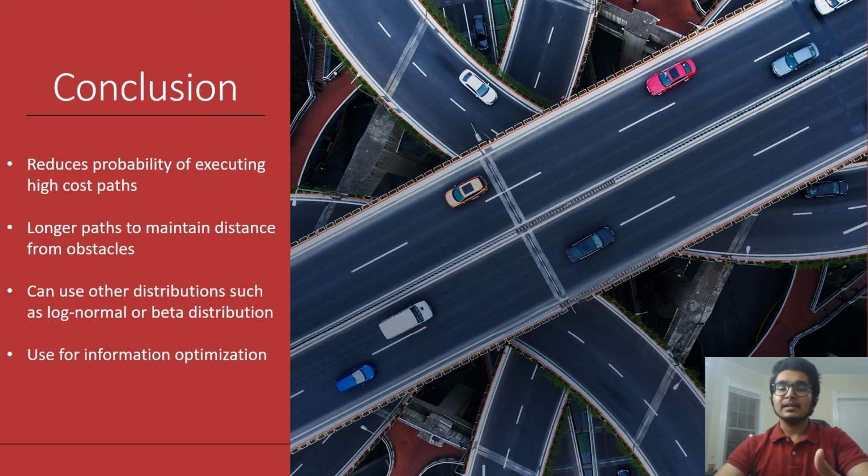The first one being the cost can be represented using different distributions, not just the normal distribution. We could opt for the log normal or the beta distribution, which could lead to more accurate results. Second, RAGS can be applied for information optimization, for which the edge cost distribution would demonstrate environmental information. So overall, the RAGS framework has great potential and good application in the field of probabilistic planning.